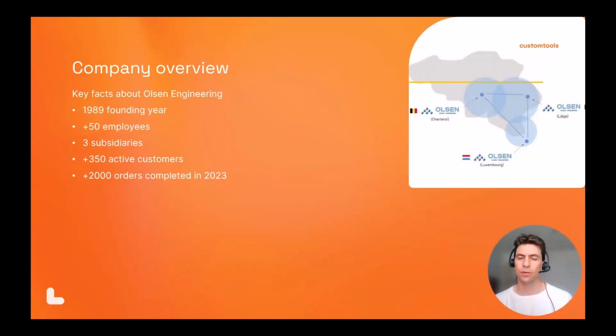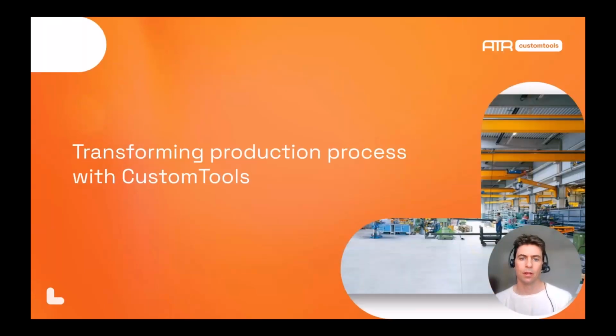Olsen Engineering, founded in 1989, is a mid-sized company with over 50 employees. They have 3 subsidiaries and more than 350 active customers. In 2023 alone, they successfully completed over 2,000 orders, thanks in part to optimized processes. So let's take a look at how Olsen Engineering transformed their production process with CustomTools and what were the measurable benefits.